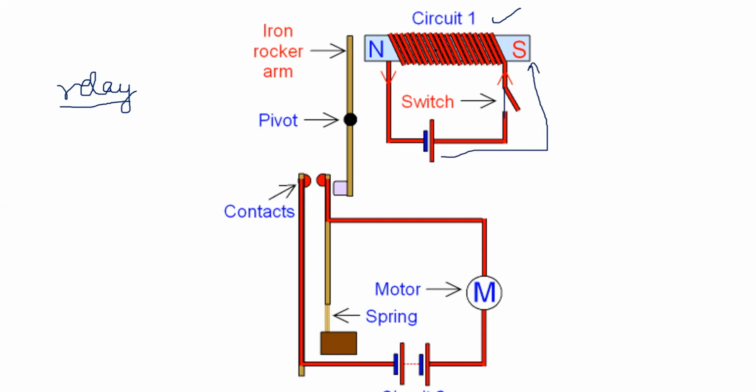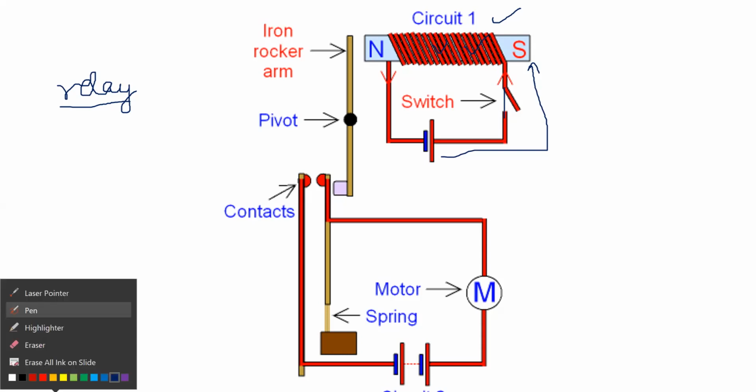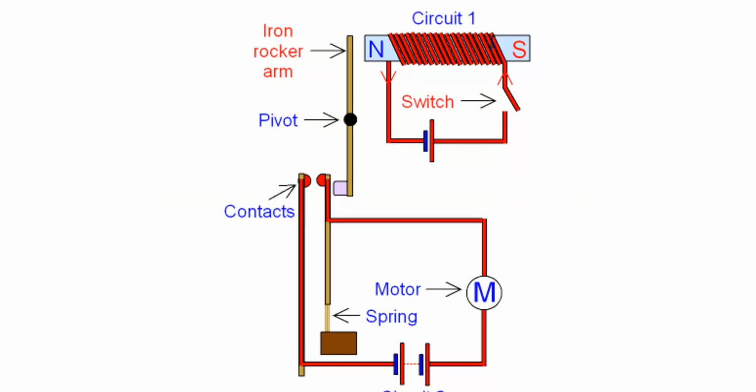This becomes magnetized. Using the right hand grip rule, I can say that my north is on my left, and so this electromagnet attracts this iron rocker arm, and the position of this iron rocker arm now becomes as such. When that happens, these contacts are pushed towards each other, as this iron rocker arm moved in an anti-clockwise direction and pushed the contacts, and so this gap between them is no longer there. They are now in contact.